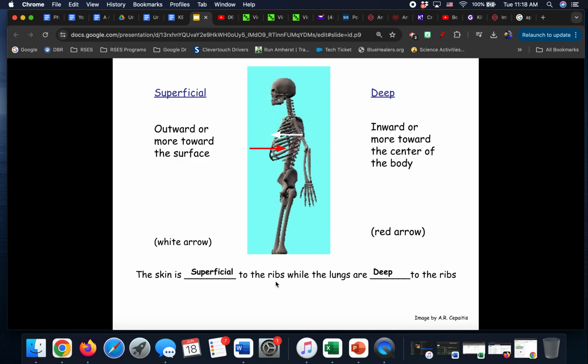It says the ribs, while the lungs are blank to the ribs. Well, the lungs are behind the ribs, so they're deeper. You'd have to cut further to get to them, so they're deeper.